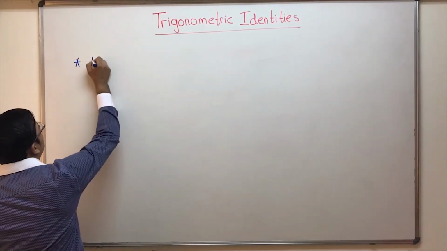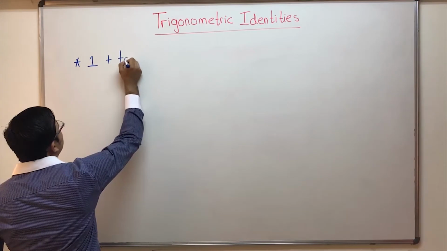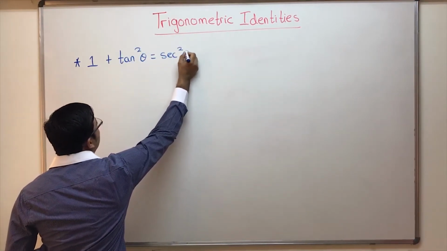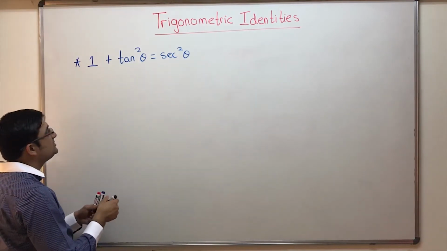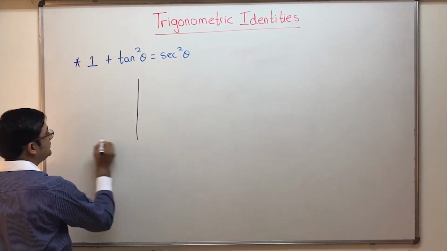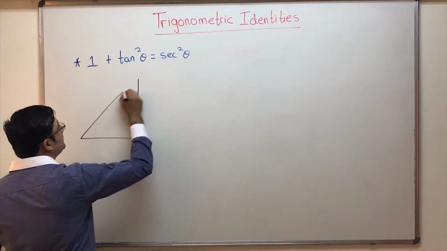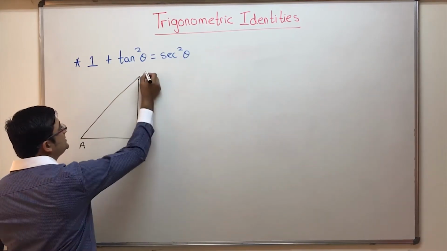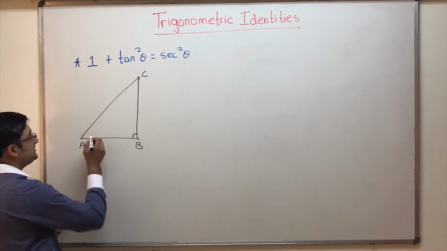So we have 1 plus tan square theta is equal to sec square theta. So again, the approach is the same. First step, draw your right angle triangle. Call this triangle ABC. So choose an acute angle. Let's say I choose this one.